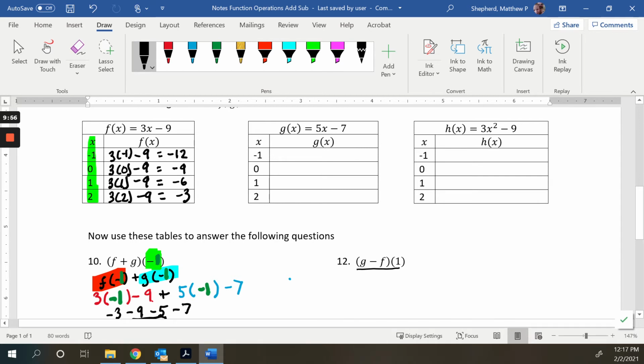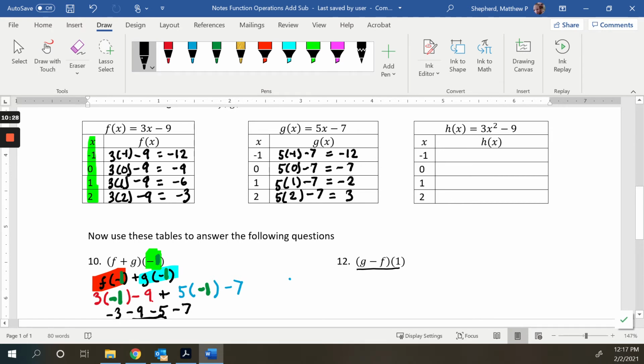All right, over here we'll do 5 times negative 1 minus 7, 5 times 0 minus 7, 5 times 1 minus 7, 5 times 2 minus 7, which is then going to give us negative 12, negative 7, negative 2, and 3.